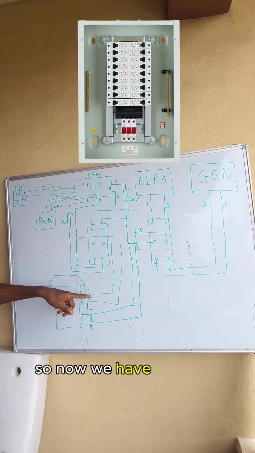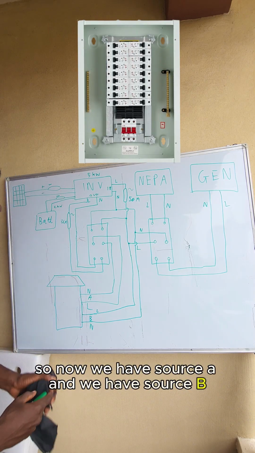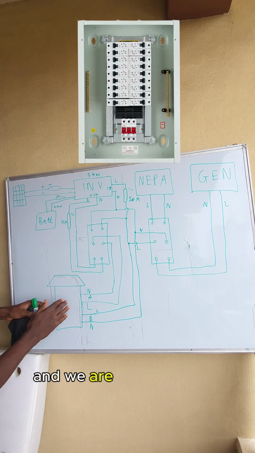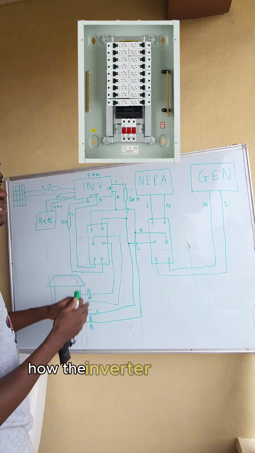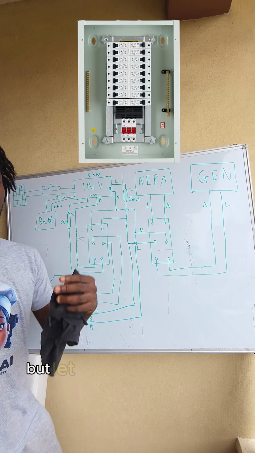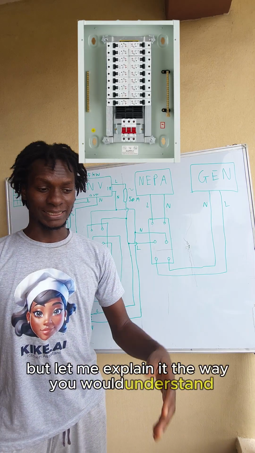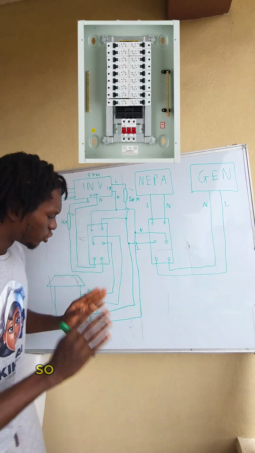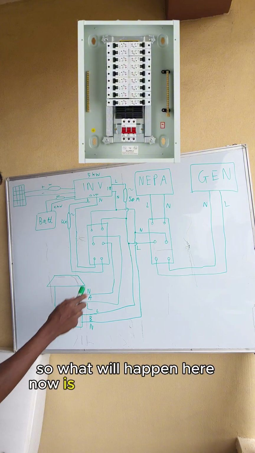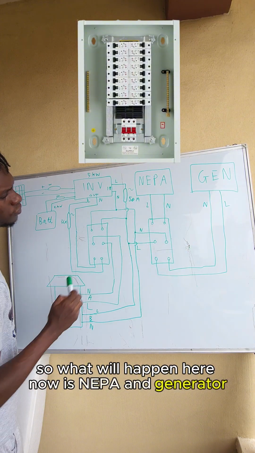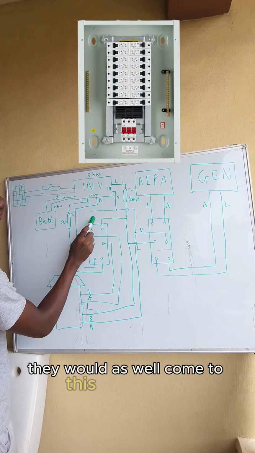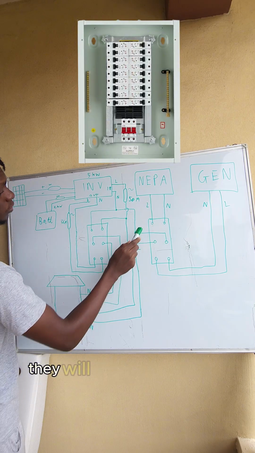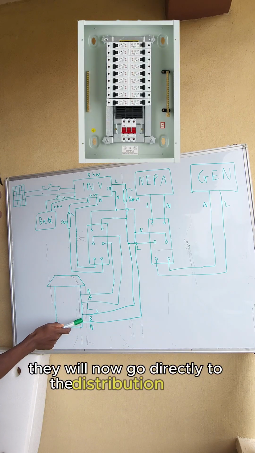So now we'll have source A and we'll have source B, which go to the distribution bus, and we're going to break down what will happen inside the distribution board, how the inverter will power some certain load. But let me explain it the way you would understand before we start breaking it down. So what will happen here now is NEPA and generator will charge the inverter, right? They would as well come to this changeover, but they will not go directly to the distribution board.